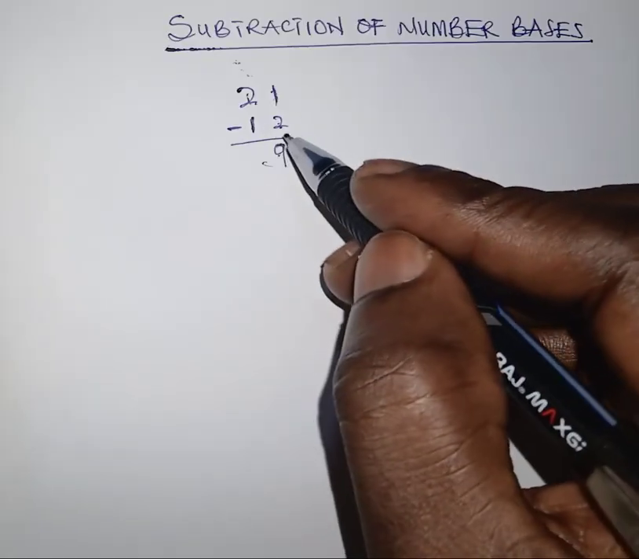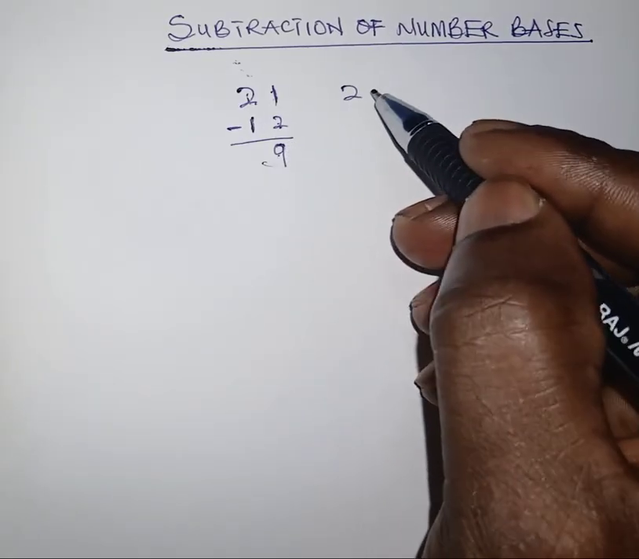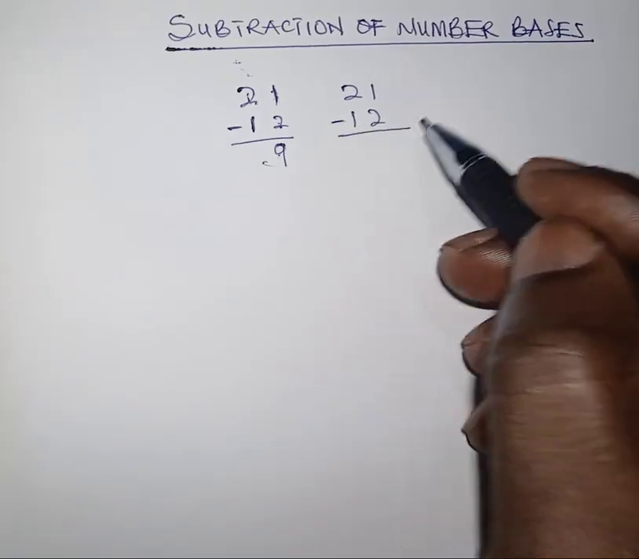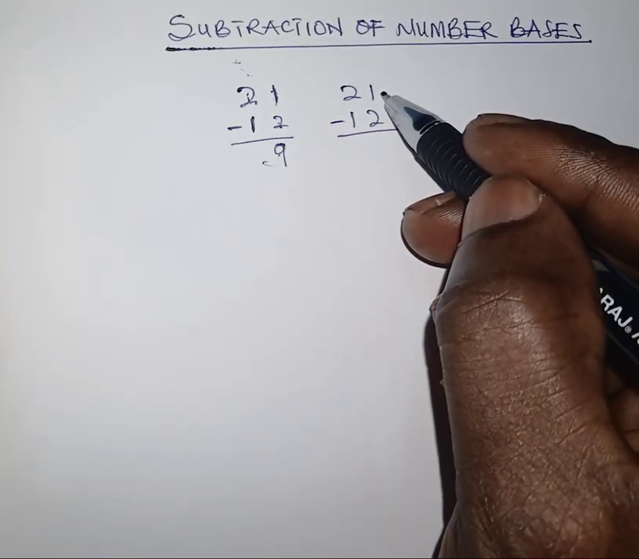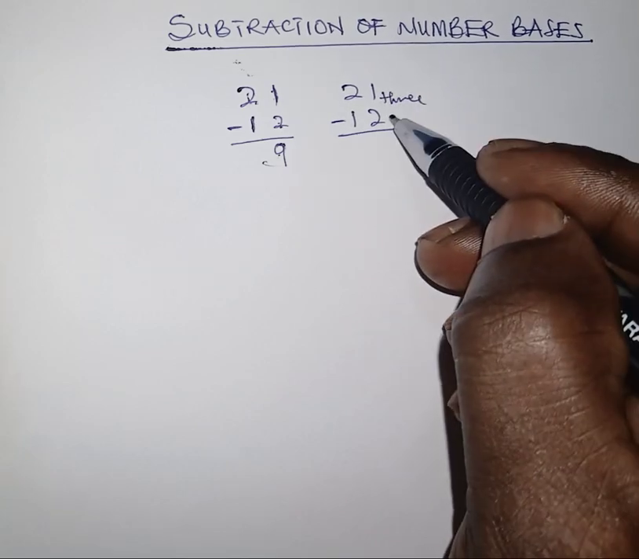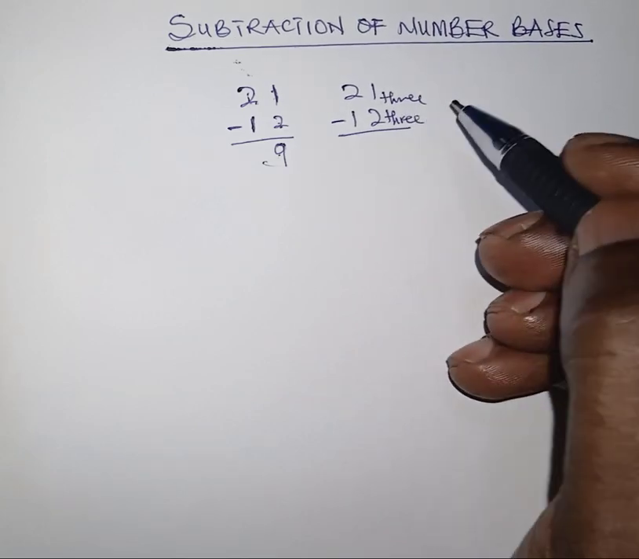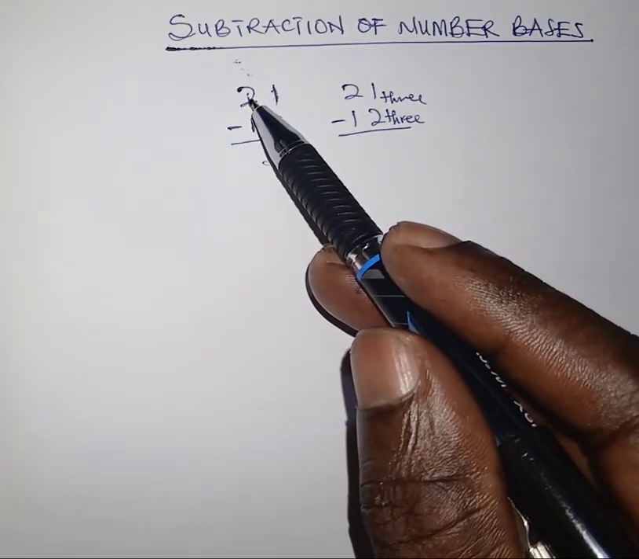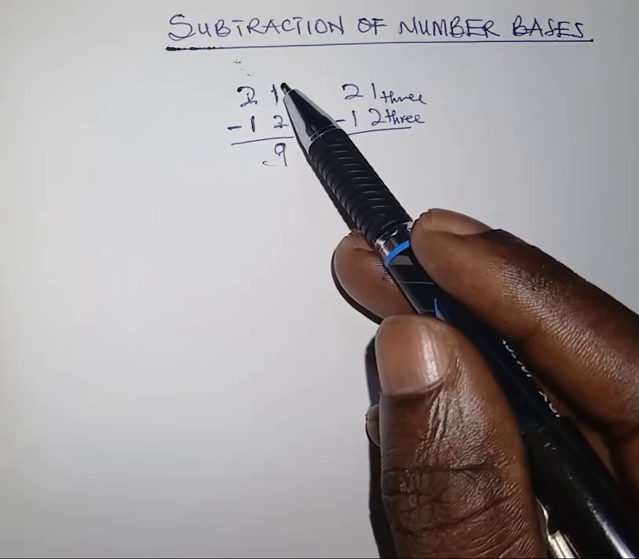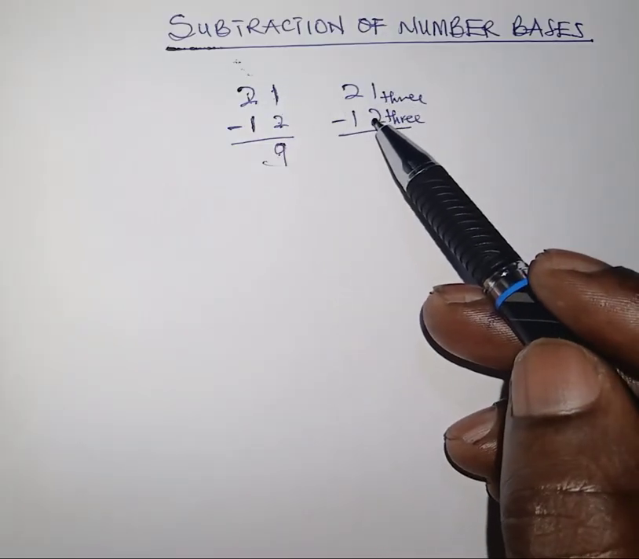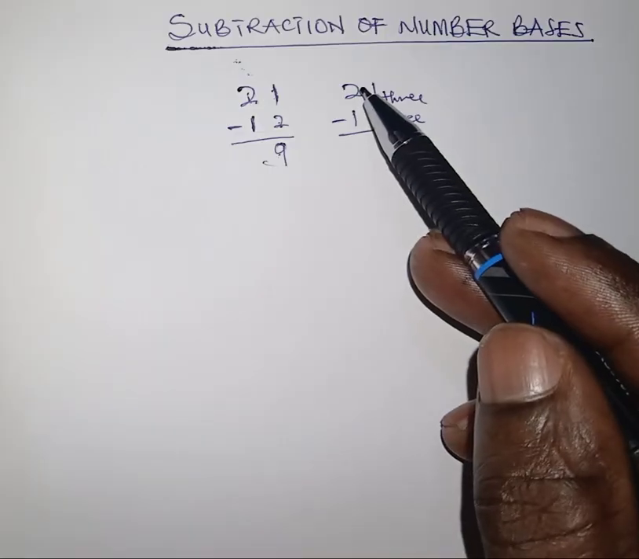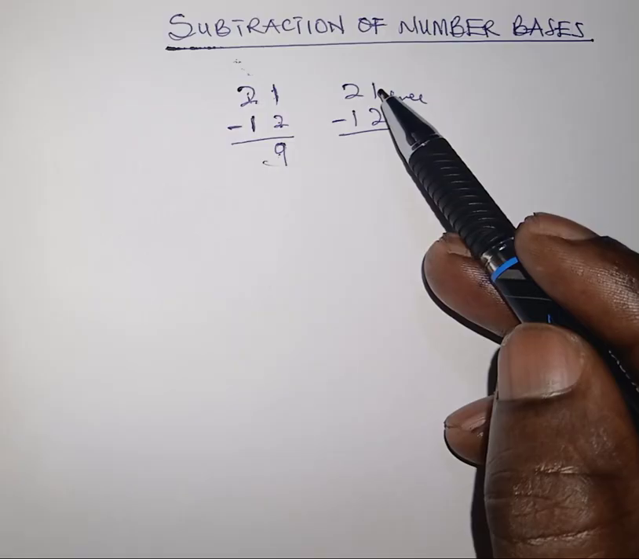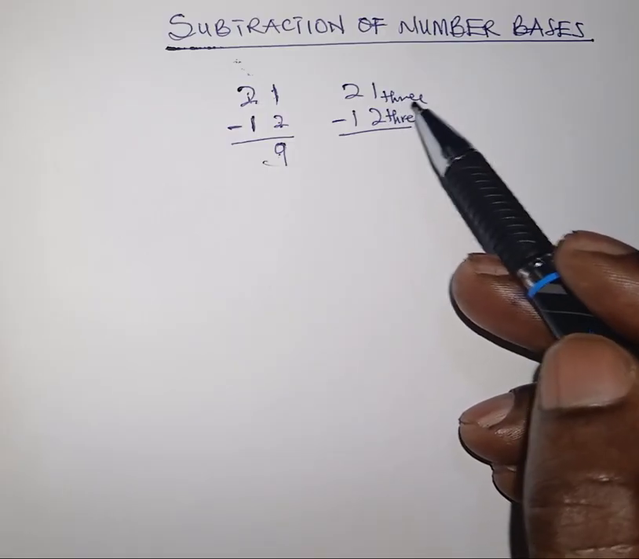Now, let's say we have the same example here in base 3. Now, remember when we're doing this, you borrow 1, it comes here, becomes 10, so we add it to make 11. In this case, for number base, when you borrow 1 from here and get here, it is not going to be 10, but it's going to be the base given in the question.